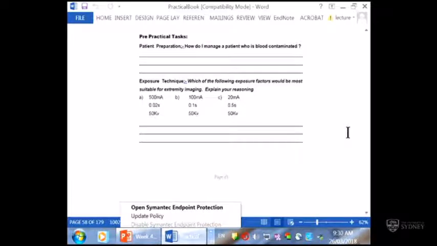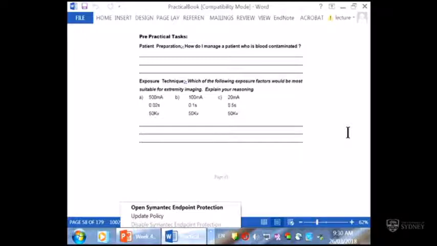Okay, guys, so quickly just run through the pre-practical tasks for today. And look, you guys can answer these questions. How do I manage a patient who is blood contaminated? Well, you know. Number one, protect yourself. Put gloves on. And the most important thing of all, of course, is that you clean up before and after.